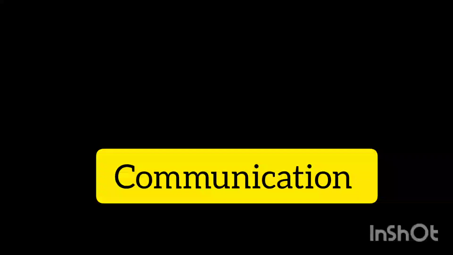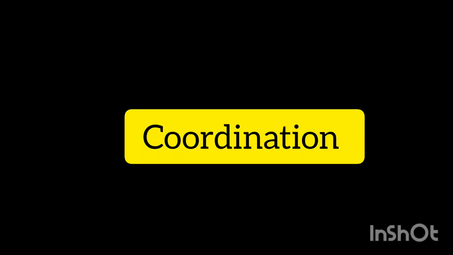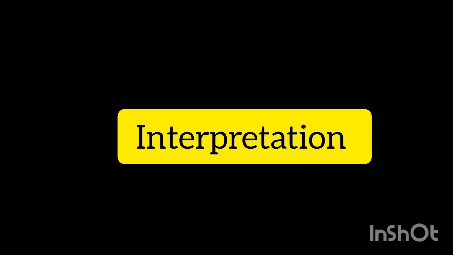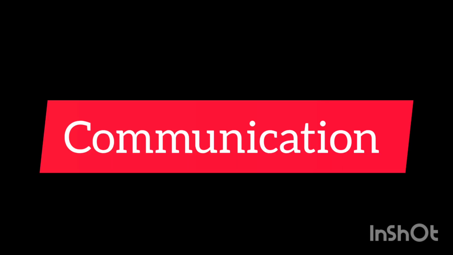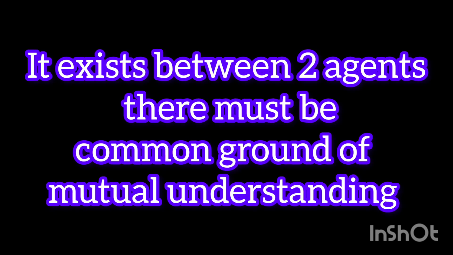The first one is communication, the second one is coordination, and the third one is interpretation. So we all know that all dimensions are very important to the model. At first we have to discuss the first dimension, that is communication. We all know that communication exists between two people, two agents. There must be some common ground of mutual understanding also. I think what communication means, and the basic meaning of communicating between two persons, is clear to everyone. And communication is sometimes facilitated by interposing a mediator person also.